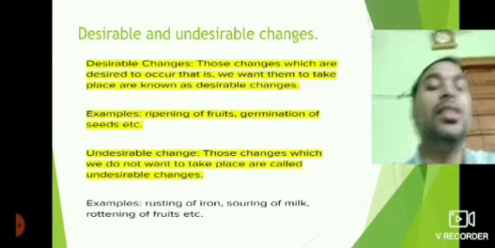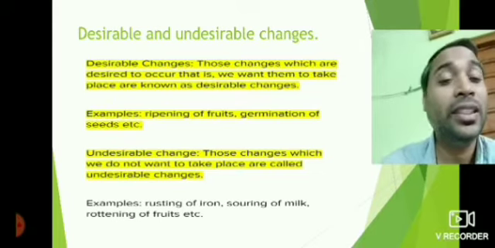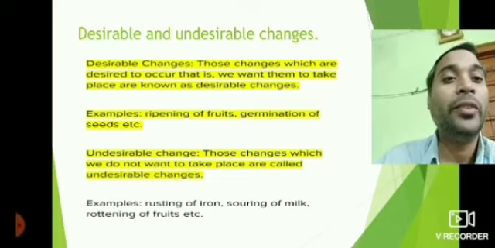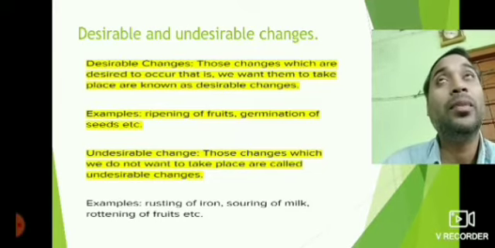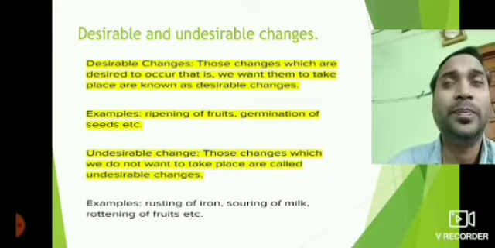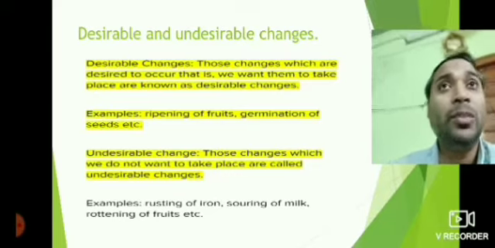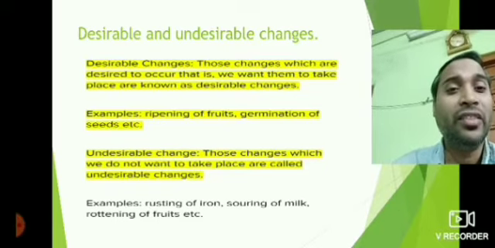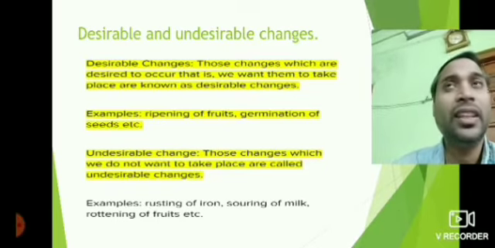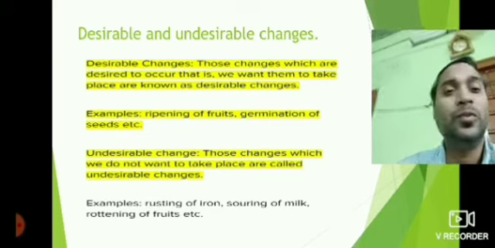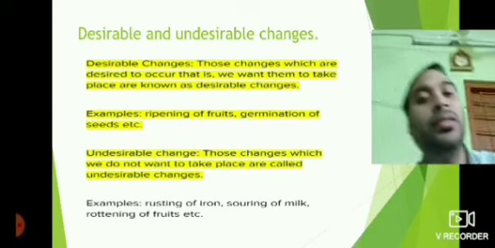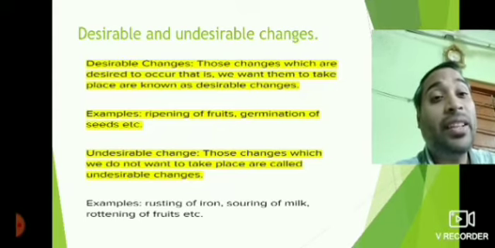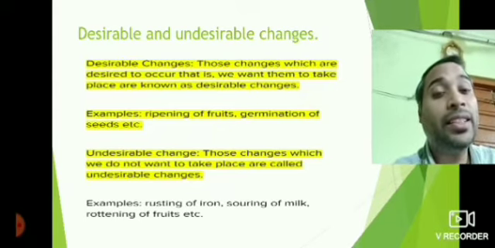Okay, so let us discuss about desirable and undesirable changes. Those changes which are desired to occur, that is we want them to take place, are known as desirable changes. So there are certain changes that we want them to happen because it is somewhere related to the what? Development of our civilization, or it is somewhat good for our what? Growth. So examples are ripening of fruits, germination of seeds, etc.